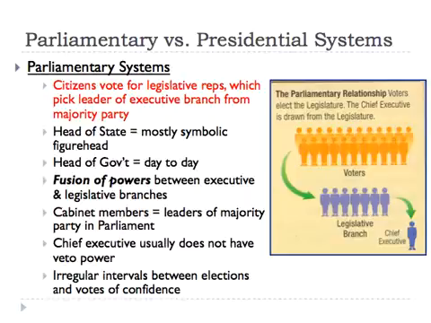In a parliamentary system, citizens vote for legislative representatives. They pick the leader of the executive branch from the majority party, so you get elected in the legislative branch, and then a leader from the party that has the most people is now the head of the government. Head of state, again, is usually a symbolic figurehead compared to head of government, which is the day-to-day operations. In a parliamentary system, this is a fusion of power, so the executive and legislative branches are together, and the cabinet members are part of the majority party in the parliament.